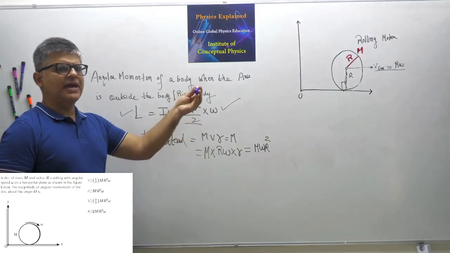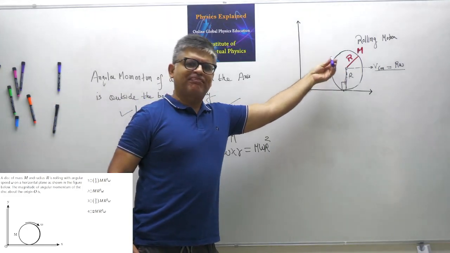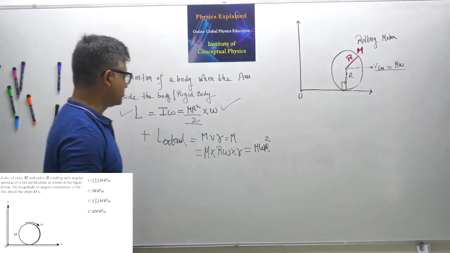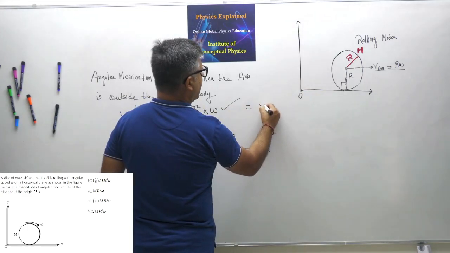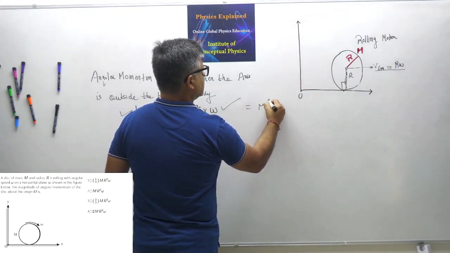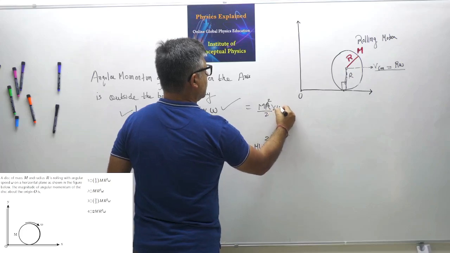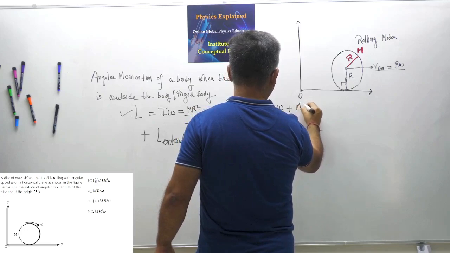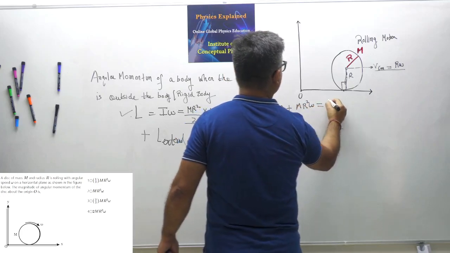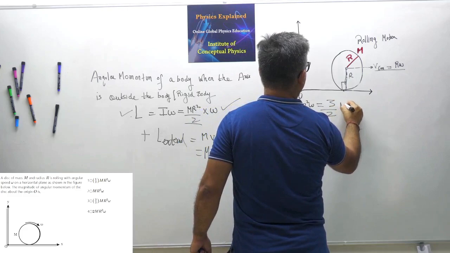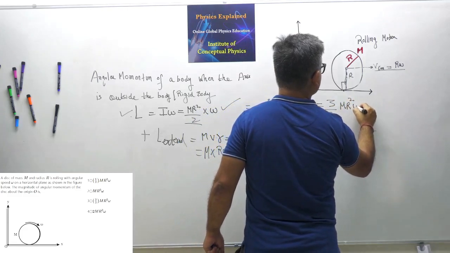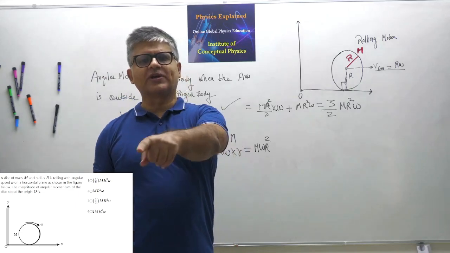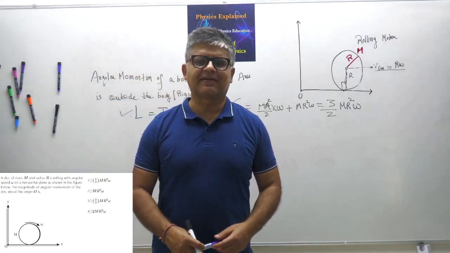So I will add these two: its own angular momentum about its own axis plus the angular momentum due to the axis which is passing through the origin. So the total is going to be mr squared by 2 multiplied by omega plus mr squared omega, which is equal to 3 by 2 m r squared omega. This is the actual answer. Go and look at the choices. Choice number 3 is the correct choice.